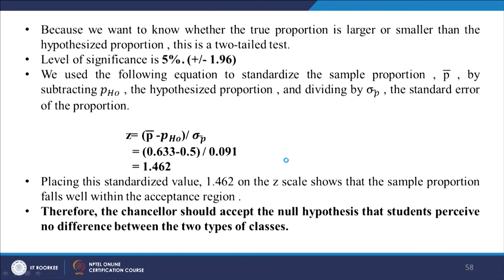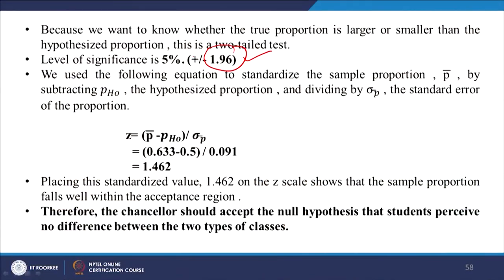What else do we require? Because we want to know whether the true proportion is larger or smaller than the hypothesized proportion, this is a two-tailed test. It can fall on either side, left side or right side. The level of significance is 5%, so the table value is plus or minus 1.96.